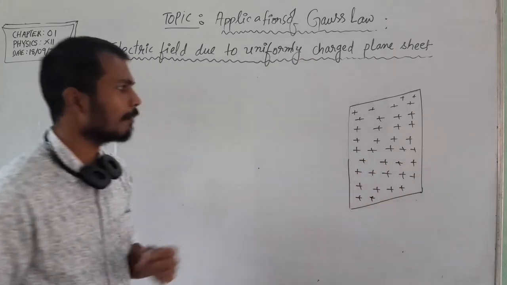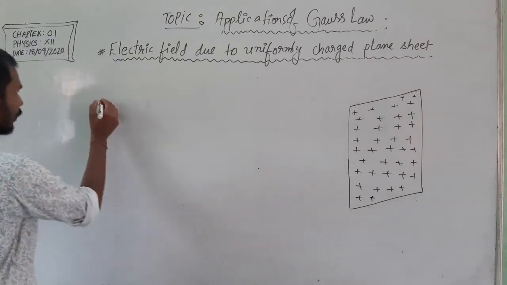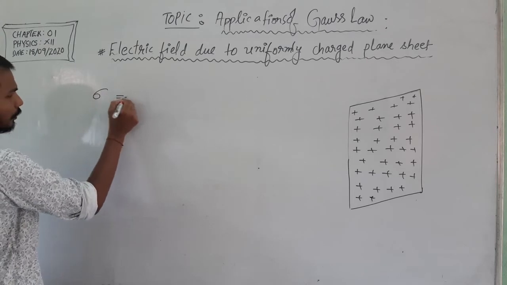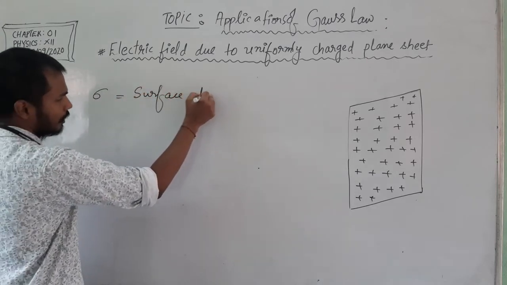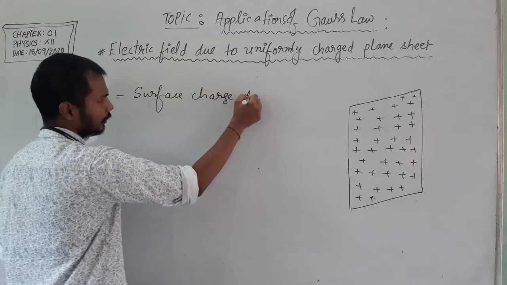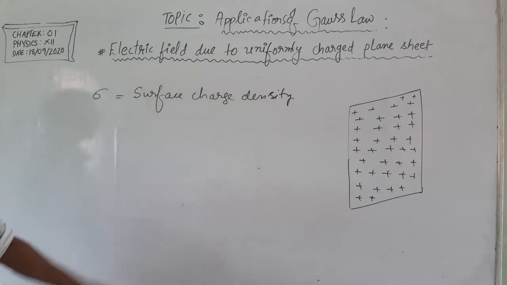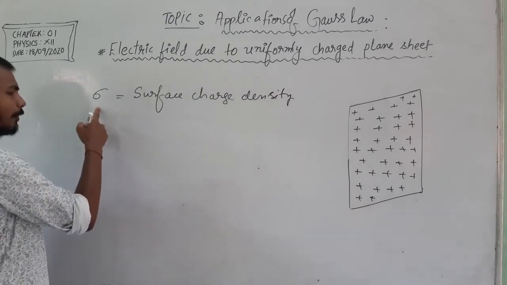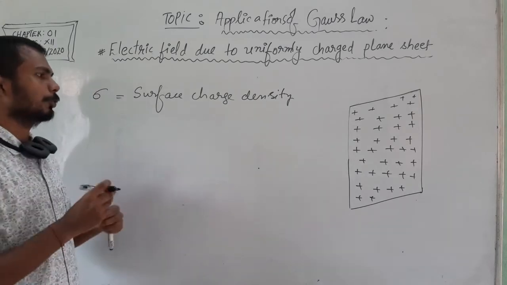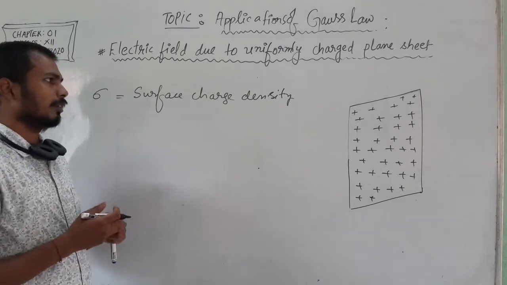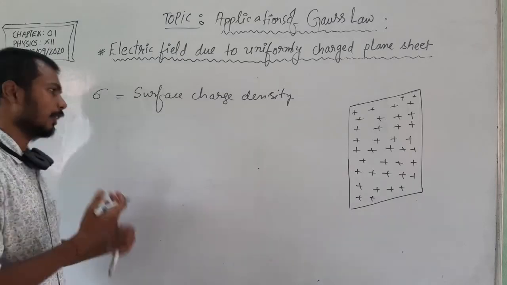So let us consider sigma as the surface charge density for this plane sheet. Sigma is equal to surface charge density. How would you calculate the surface charge density? Surface charge density is equal to total charge divided by the total area.